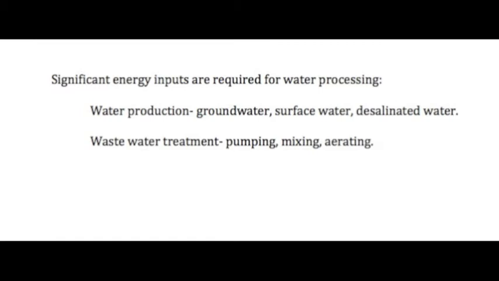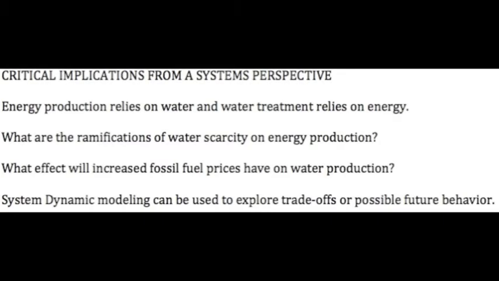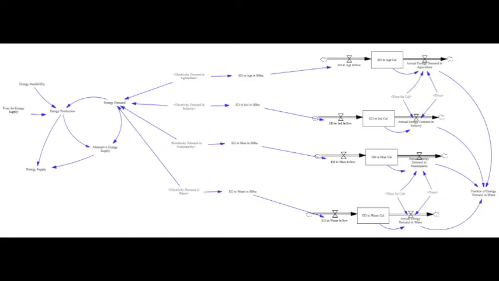And this leads to some interesting questions from a systems perspective. What are the implications of water scarcity and climate change? What are the implications of price changes? One method that we can use to look at these questions is system dynamic modeling that takes a look at the individual elements, the relationships between those elements, and you can study the behavior of that system over time.